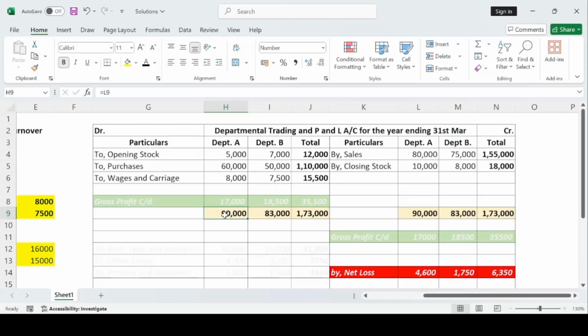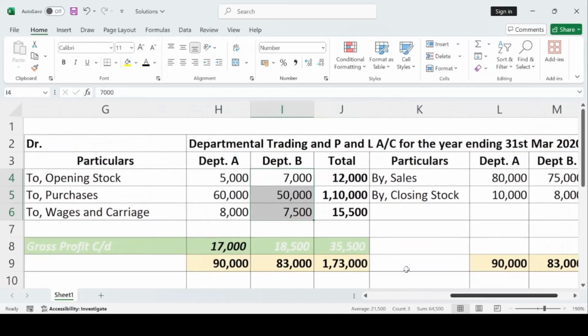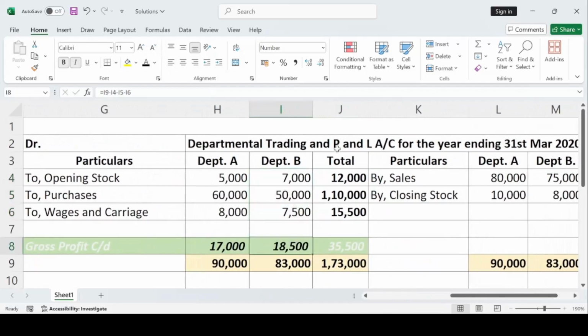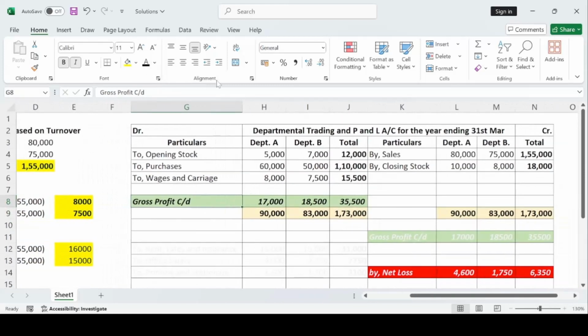Now from 90,000 subtract 5,000, 60,000 and 80,000. You will get a value that is 17,000. From 83,000 subtract all these three values 7,000, 50,000 and 7,500. You will get 18,500 as your value. From 1,73,000 subtract all these three values 12,000, 1,10,000 and 15,500. You will get 35,500. This is nothing but your gross profit.